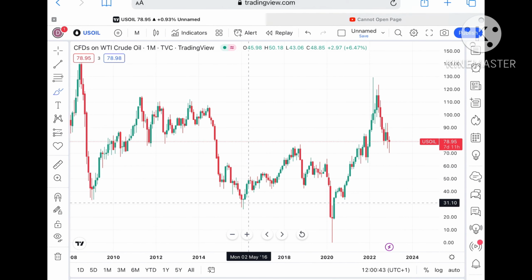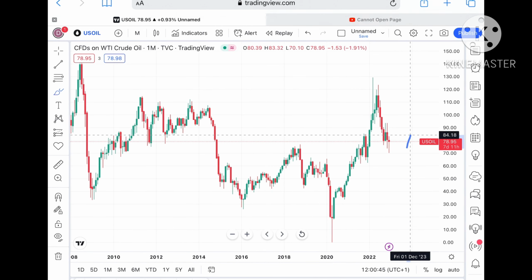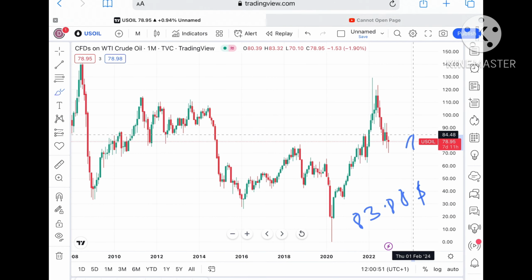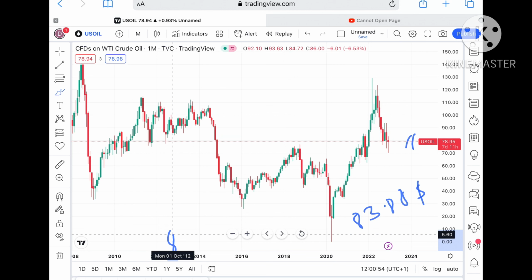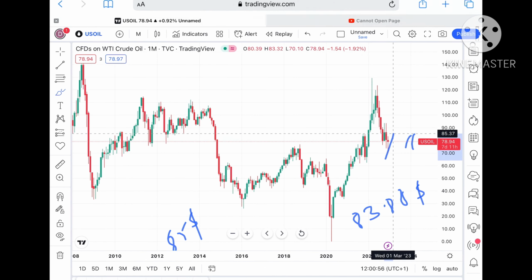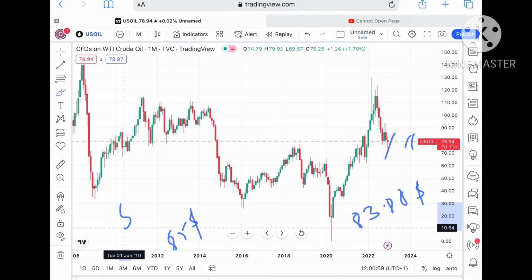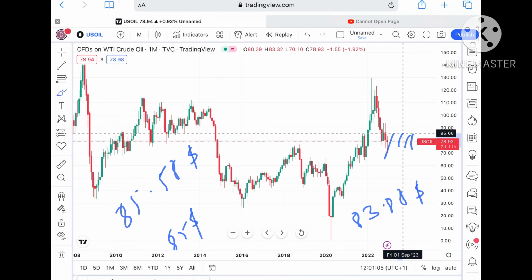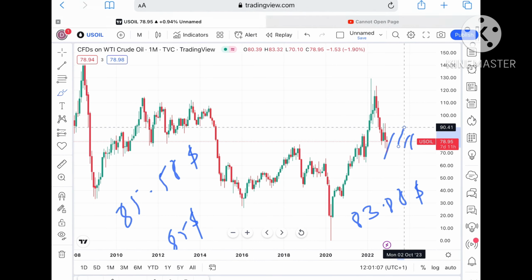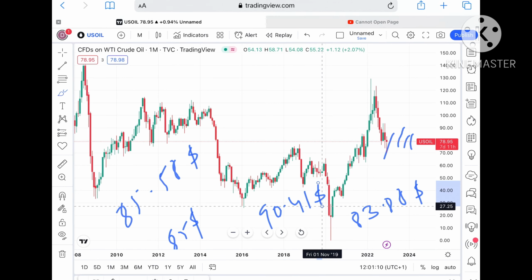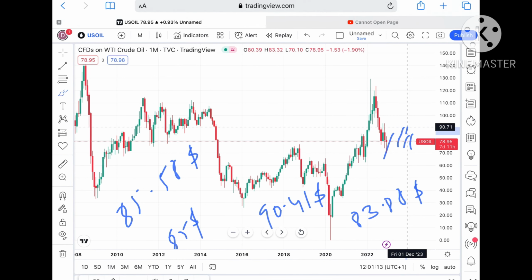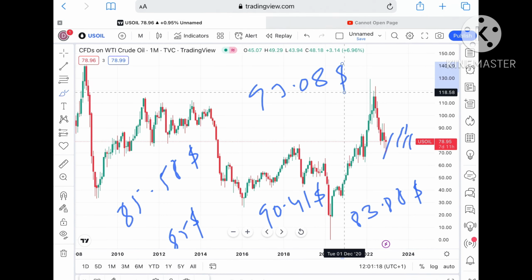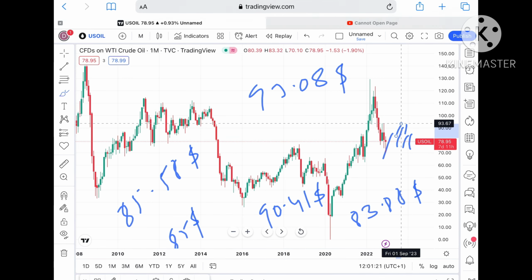Suppose the price sustains this particular level, it can go towards a level of around $83.88. If the price moves above that level, then we can see it can touch a level of around $85. Suppose the price sustains above that level, then it can go towards a level of $85.58. Once the price sustains above this level, it can go further upside, and a probability of touching 90.41 is there. Once the price sustains above 90.41, it can go further upside, and a probability of touching 93.08 is there, and from there it can go towards a level of around 93.67.